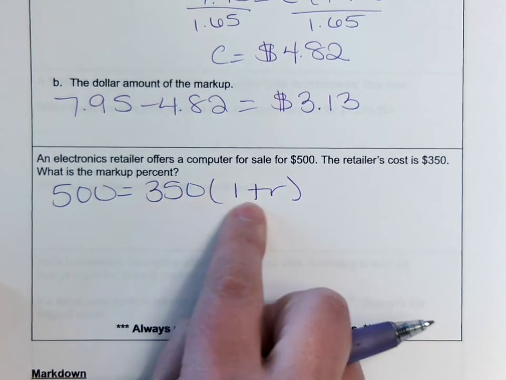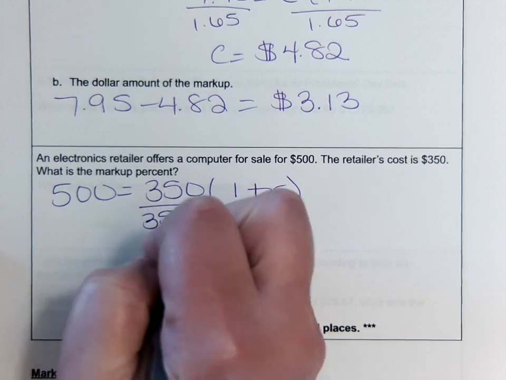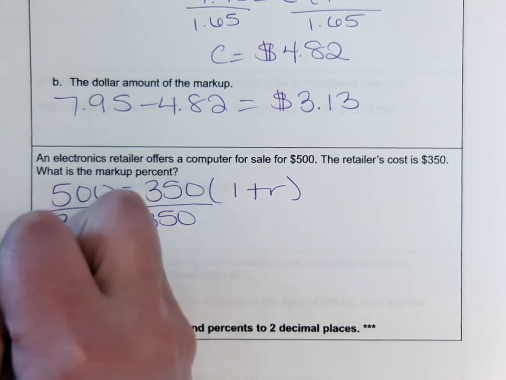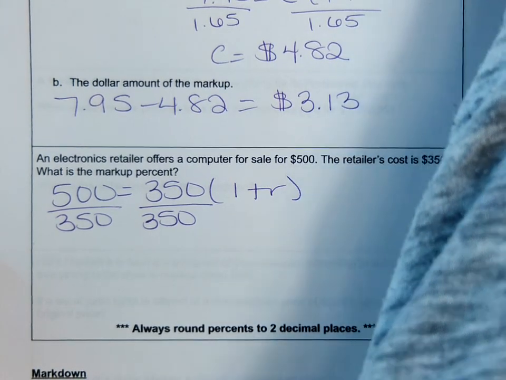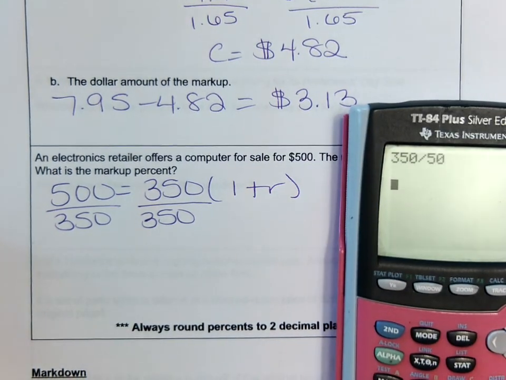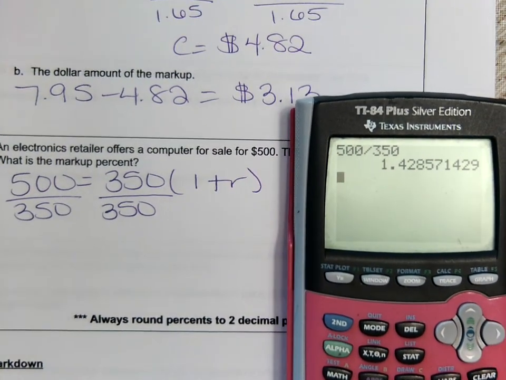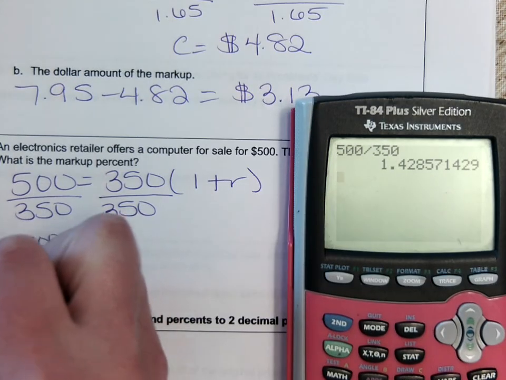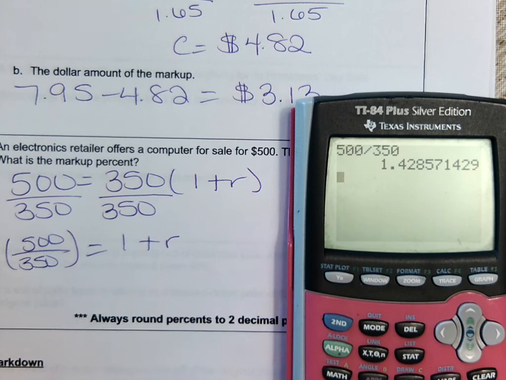So we know that this is multiplication here. Yes, you could distribute the 350, but why? It would give you more work. So I'm going to divide by 350, and 500 divided by 350, it's going to give us a decimal. So I'm going to leave that on my calculator. So 500 divided by 350 gives me that kind of nasty decimal. All right, so I'm going to leave this as 500 over 350 on my paper equals 1 plus R.